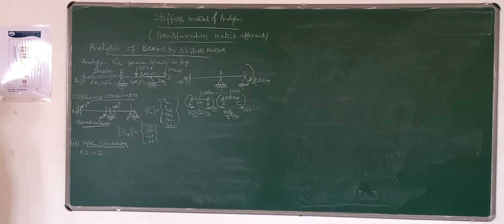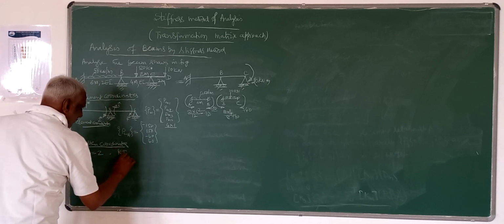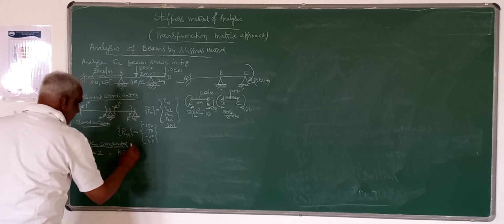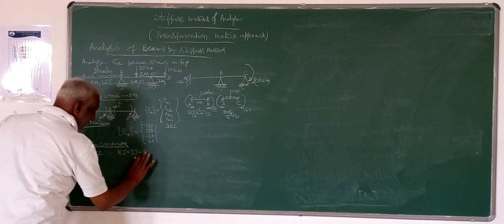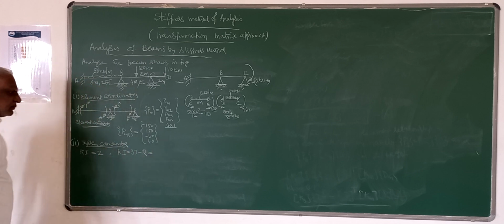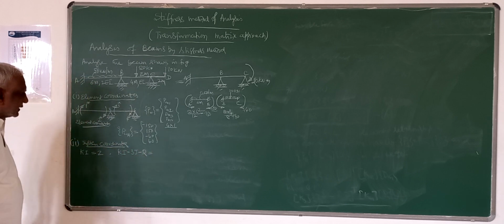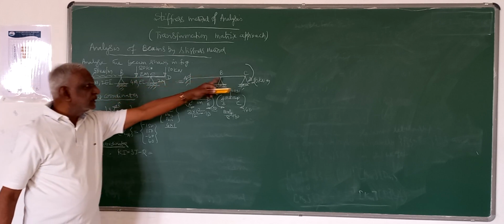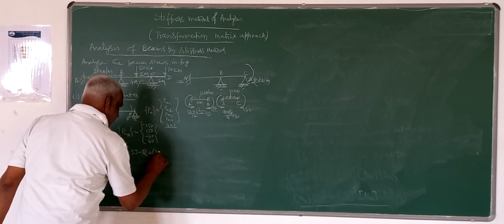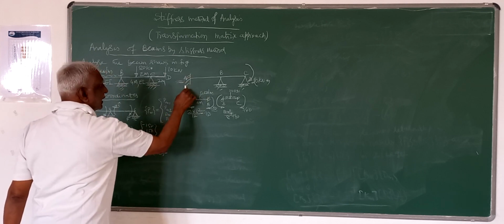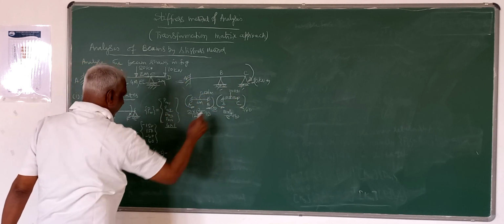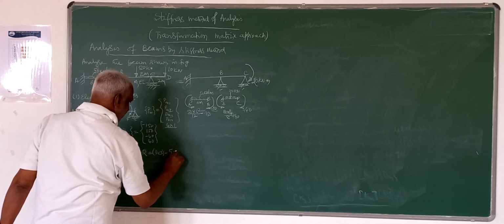How to determine the kinematic indeterminacy, which is nothing but the number of unknown joint displacements. I gave you a formula, for beam structure it is 3j minus r. J is the number of joints, R is the number of support reactions. Here, number of joints is 3, so that is 3 into 3 minus R, the number of support reactions, that is 3 here at fixed end, and 2 at roller support. So 3 plus 2, it is 5.